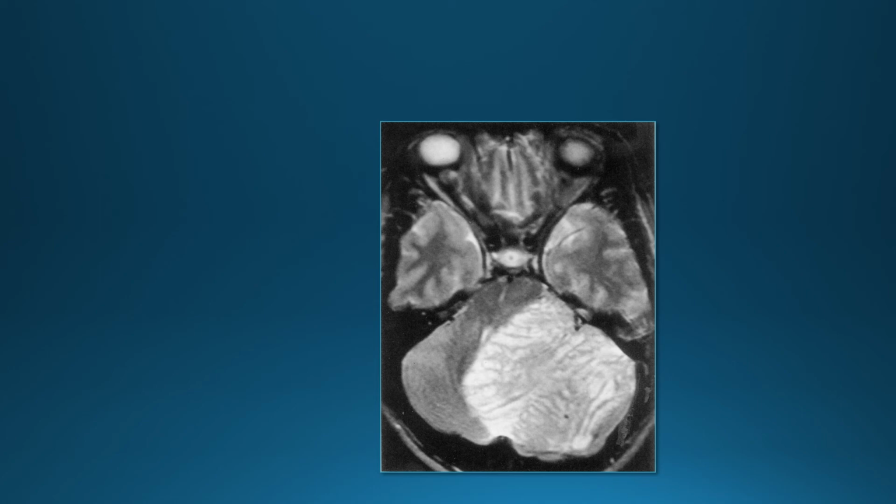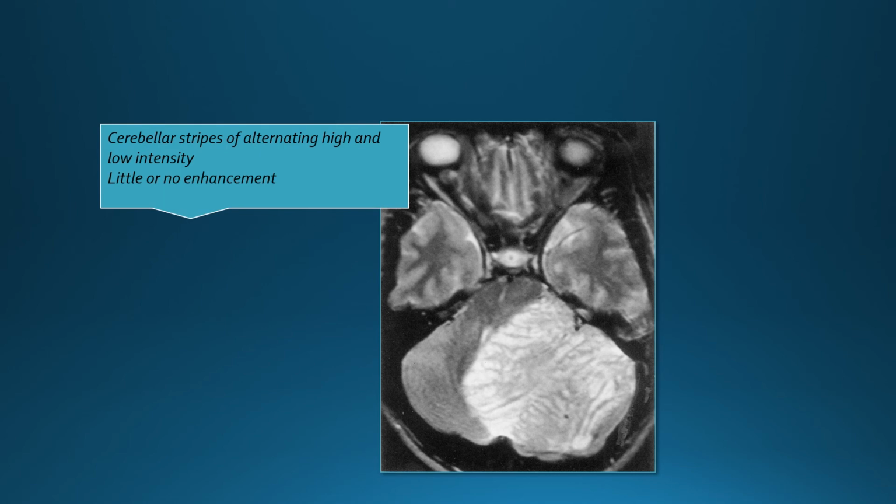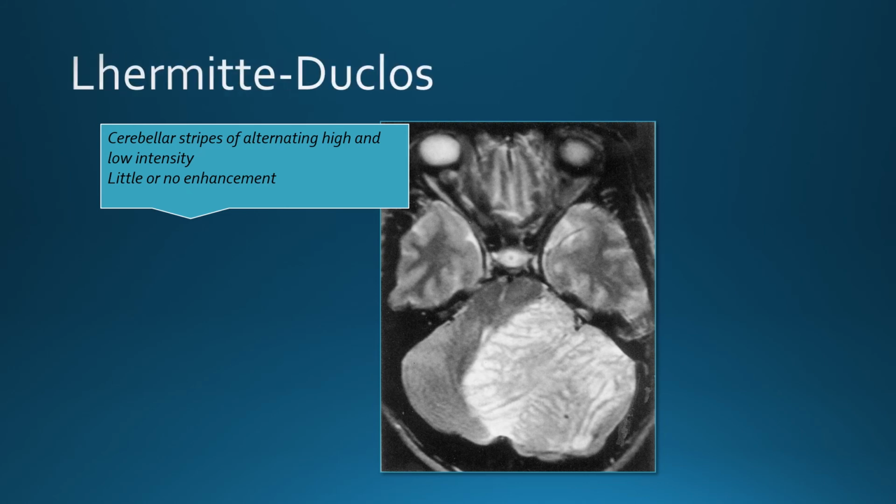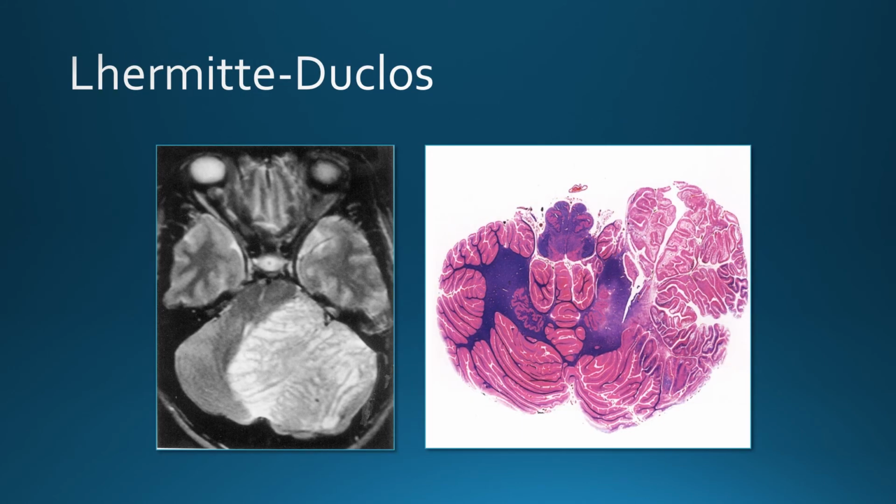This is a T2 weighted image, funny looking lesion in the cerebellum. Stripes of alternating high and low intensity, little or no enhancement. This is Lhermitte-Duclos. This is what it looks like on pathology.